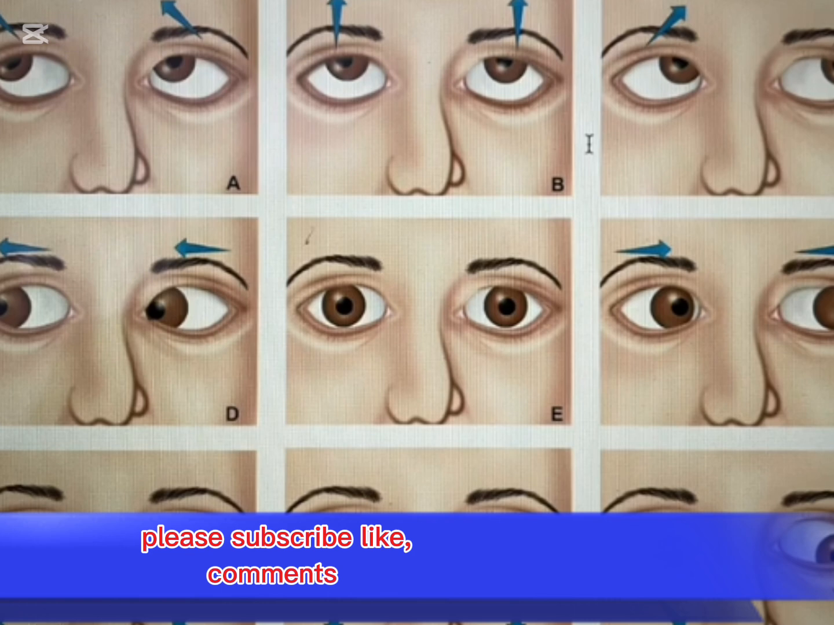Number 10, levocycloversion. It is just the reverse of dextrocycloversion. In this, the superior pole of the cornea of both the eyes tilts towards the left. It occurs when the head is tilted towards the right shoulder.